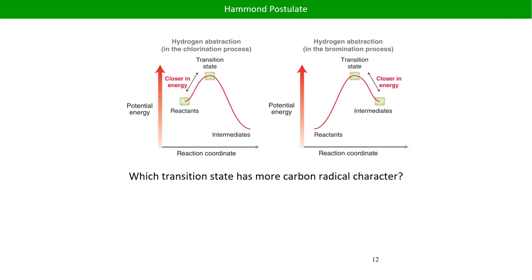So for chlorine, the one on the left, our reactants were higher in energy than our intermediates. Our intermediates were downhill in energy, which means our transition state looks a lot like just a chlorine radical approaching a hydrogen. On the flip side, because bromine is uphill in energy to make the intermediates, the transition state looks a lot more like the intermediates, looks a lot more like hydrogen bromide gas with a carbon radical.